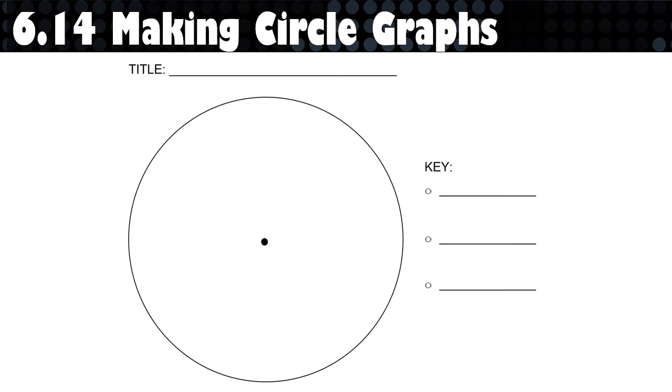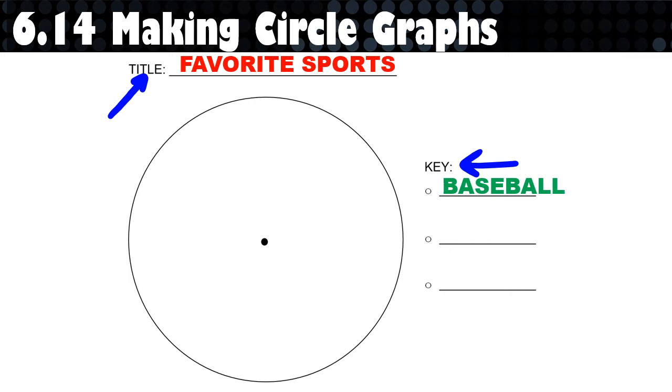So now we actually have to create the circle graph from our data here. There are some things we need to fill in before we start coloring in our circle graph. We need to give this circle graph a title. So the title is going to be favorite sports. And then we need to have a color key here. So this is going to tell us, if we look at the graph, we can identify part of it with the color here. And so baseball is going to be in green. We have soccer in blue. And then we have football in orange.